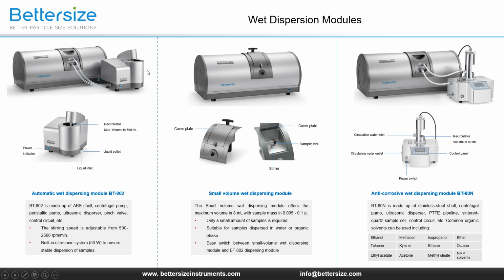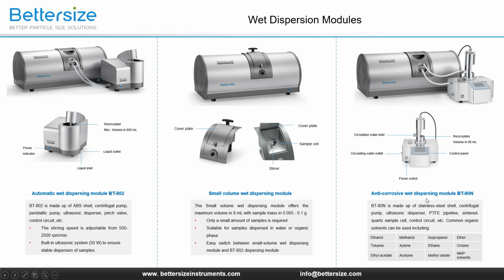Wet dispersion modules of the Bettersizer 2600 include the BT802 and the small volume wet module, plus BT80N. The BT802 automatic dispersion module is designed for particle size measurements using water as the dispersion medium. It has user-adjustable stirring speed and a built-in ultrasonic system to prevent sample agglomerates. The small volume wet dispersing module is designed for valuable or small volume samples, where the medium is organic solvent or water. It offers a maximum volume of 8 ml.